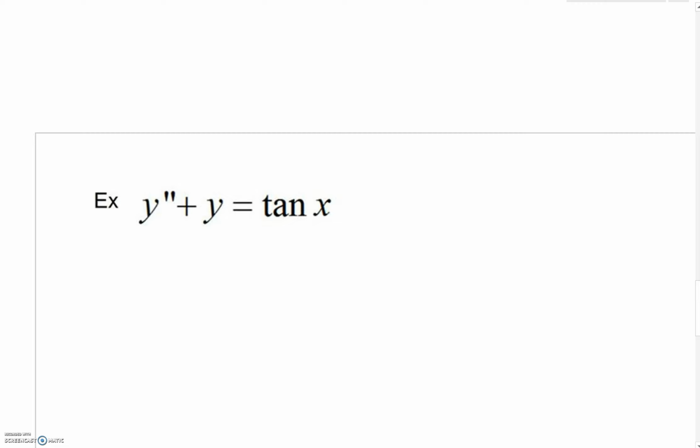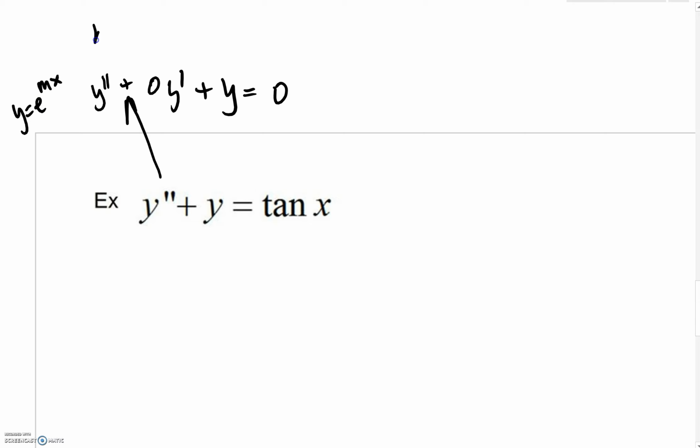So let's do an example together real quickly. Just want to point out to you, this is as if you had y double prime plus 0y prime plus y. And just for a moment, pretend that the right-hand side was a 0. And if you were to assume that for this homogeneous solution, you'd have something like y equals e to the mx, it wouldn't take you too long to see that you'd get something like this.